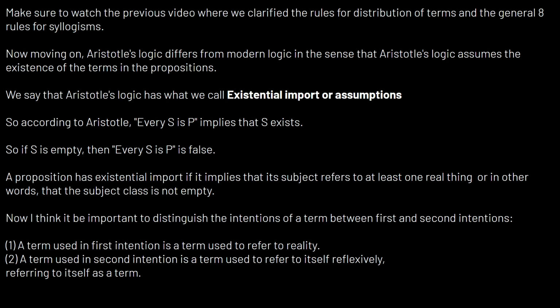Now, it is important to distinguish between the intentions of a term, the first and second intentions. A term is used in the first intention when it is used to refer to reality. And a term is used in the second intention when it is used to refer to itself reflexively, as a concept or term. So, let's say every unicorn has a horn. This is false in the first intention when we're referring to something in reality. But it's true in the second intention because it's referring reflexively about unicorns, right?